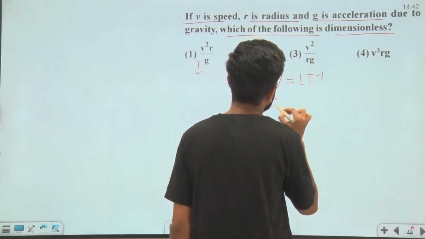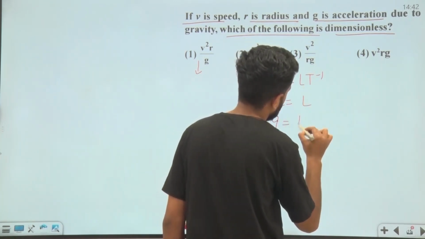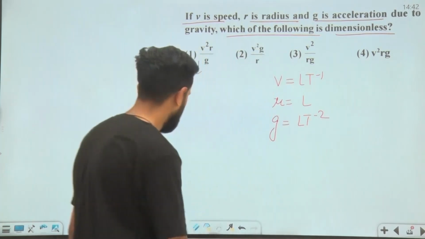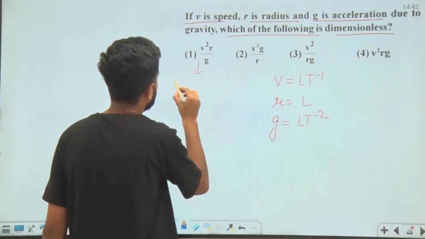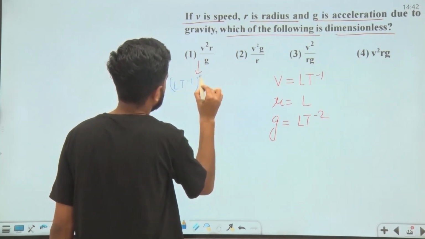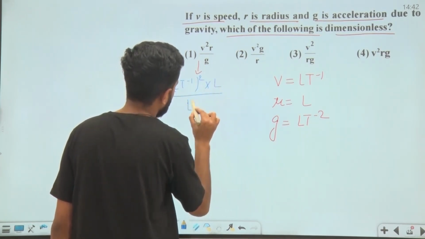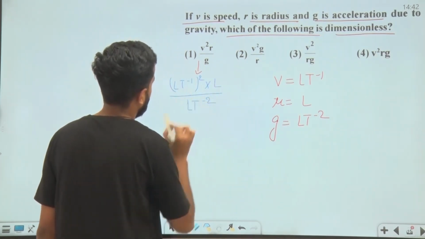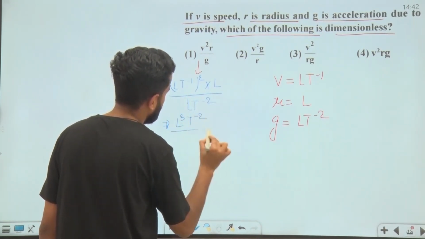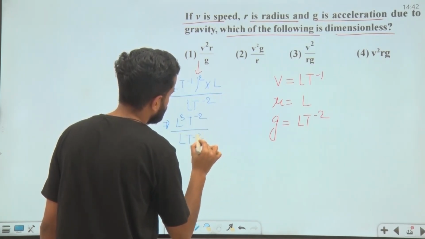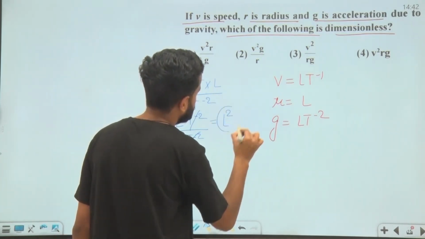R is radius, so its dimension is L, and G is acceleration due to gravity, so its dimension is LT minus 2. Equating these dimensions, the first one is V square times R divided by G. So I can write LT minus 1 square into L divided by LT minus 2. That is L cube T minus 2 divided by LT minus 2. The T minus 2 will cancel out and I get L square, which is not dimensionless.